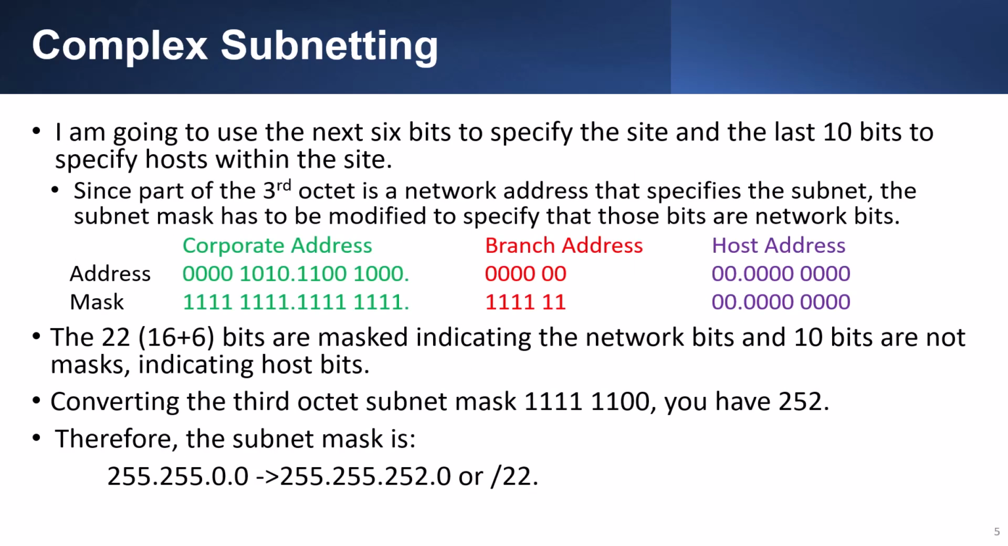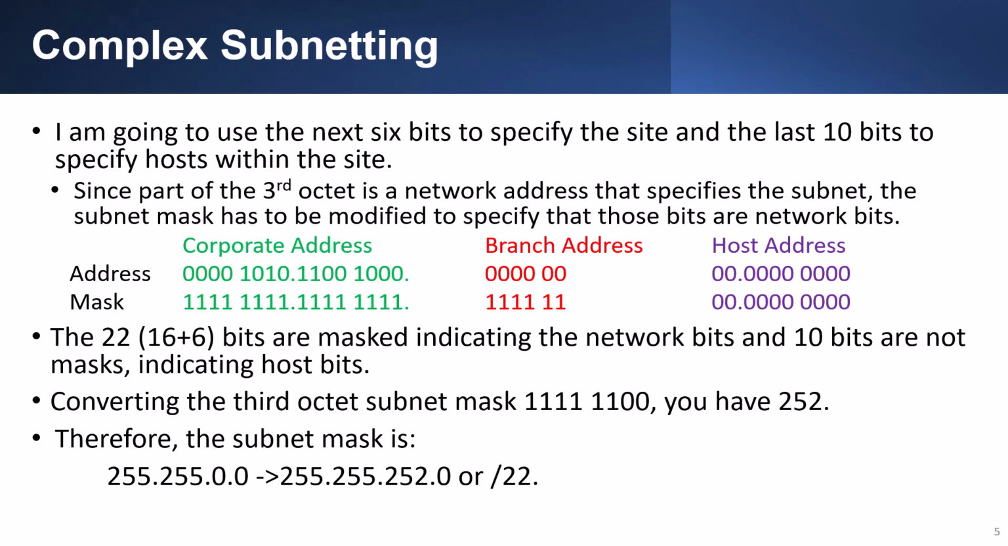I'm going to use the next 6 bits to specify the site and the last 10 bits to specify hosts within the site. Since part of the third octet is a network address, the subnet mask has to be modified to specify that those bits are network bits as shown on the screen. The 22 bits, 16 plus 6, are masked, indicating the network bits, and 10 bits are not masked, indicating host bits.